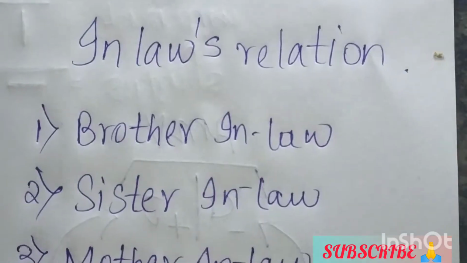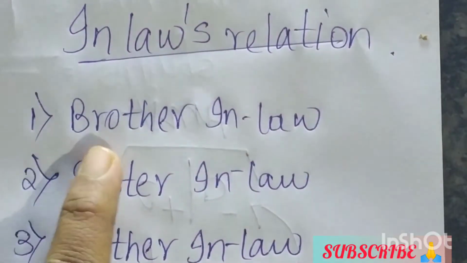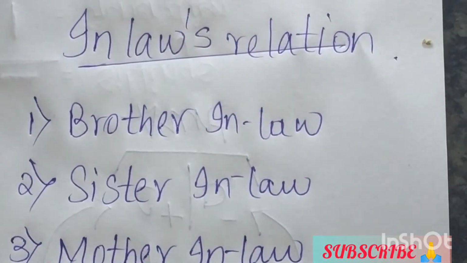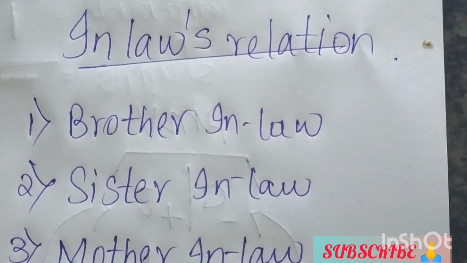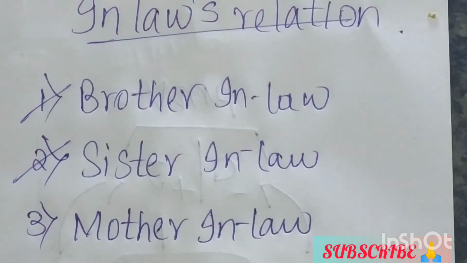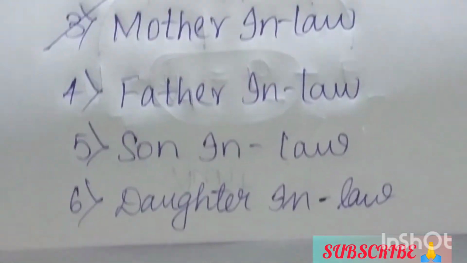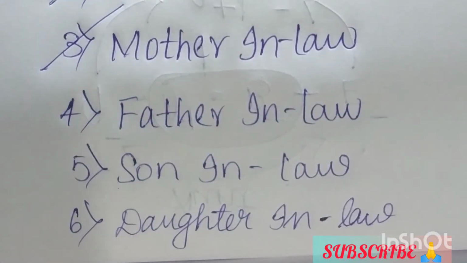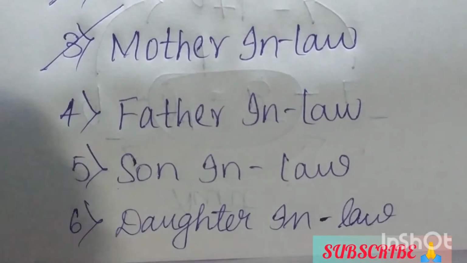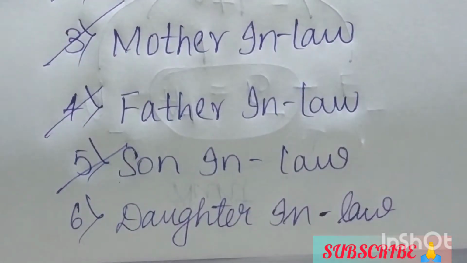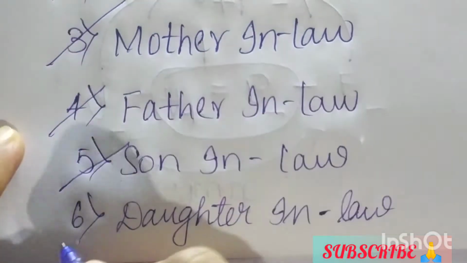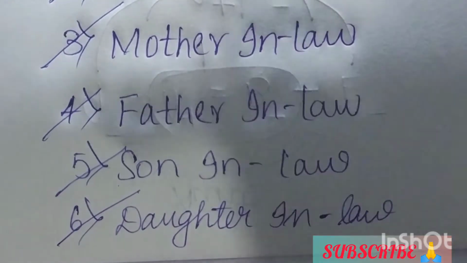Now when we come to the in-laws relation, brother-in-law is wife's brother, husband's brother or sister's husband. Sister-in-law is wife's sister, husband's sister or brother's wife. Mother-in-law is wife's mother or husband's mother. Father-in-law is wife's father or husband's father. Son-in-law is daughter's husband. Daughter-in-law is son's wife. Hope you understood this. Now our next relation is nephew and niece.